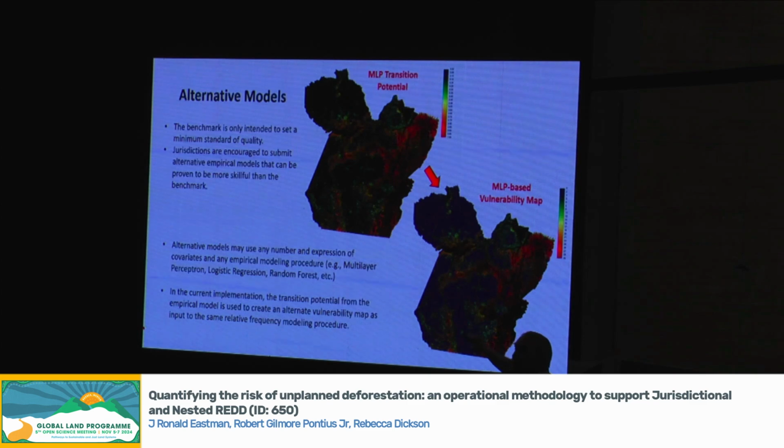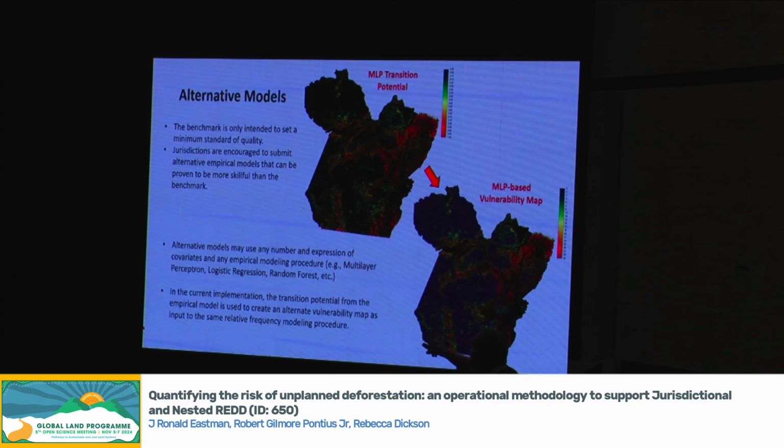What modeling procedure should be used? That's entirely up to you. You can use multi-layer perceptron, logistic regression, random forest, whatever technique that you feel can best capture the deforestation.